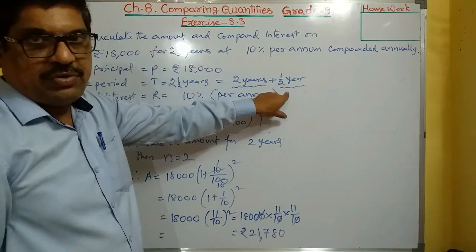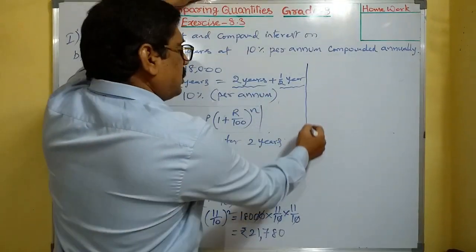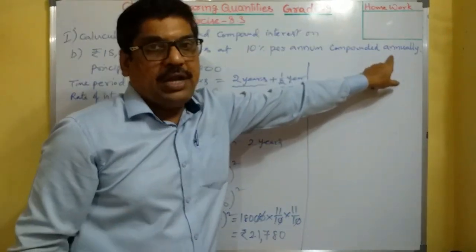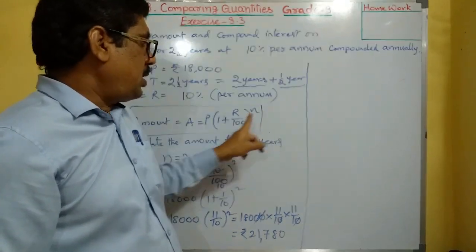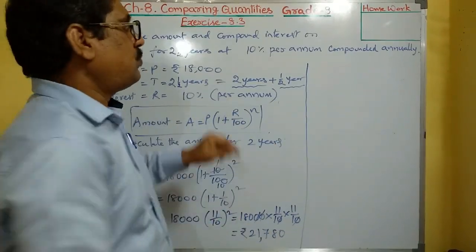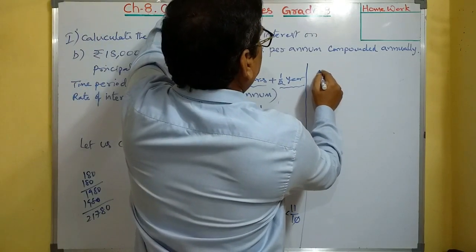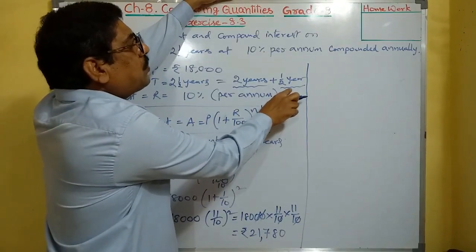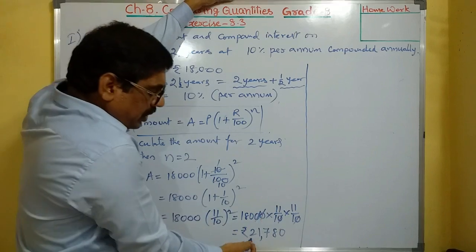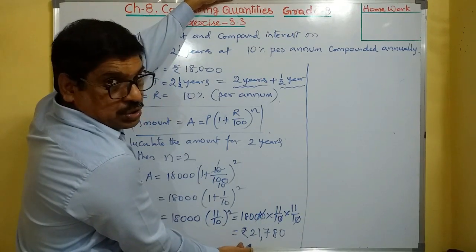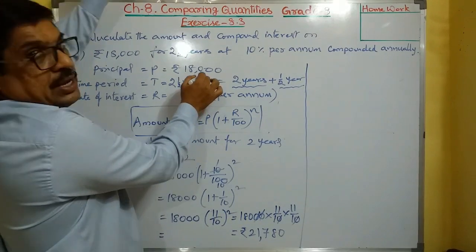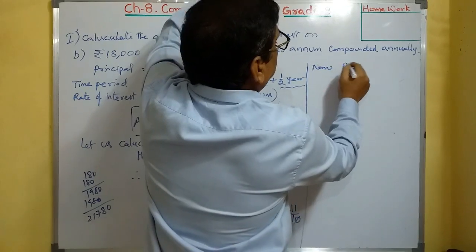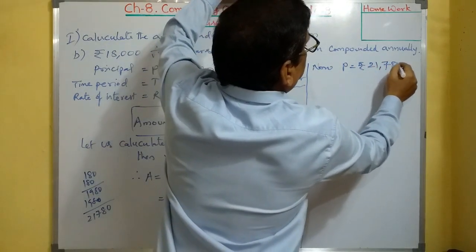But still half year is left over. So we need to calculate the interest for half year. But it is compounded annually, so we can't apply the compound interest formula. We need to apply the simple interest formula. Now we have to take this as the principal. Why? Because we are calculating the interest for half year after 2 years. After 2 years, the principal has changed to 21,780. This is the principal at the beginning, but now the principal has become 21,780. Now, P is equal to rupees 21,780.